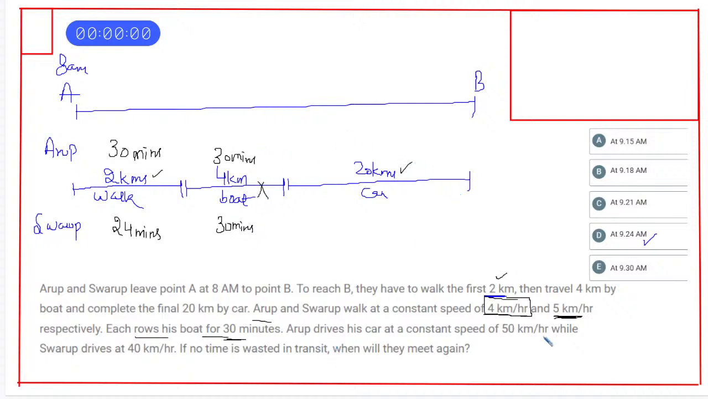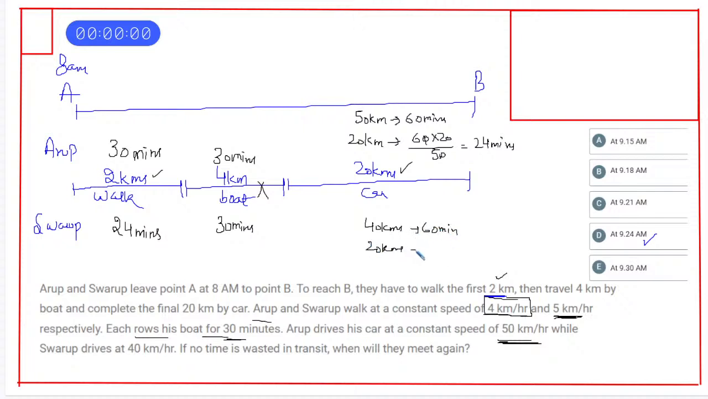Now the rest 20 kilometers. Arup is driving at the speed of 50, so in 1 hour, 50 kilometers. For 20 kilometers, how much would it be? 50 kilometers in 60 minutes, so 20 kilometers will be covered in 60 into 20 divided by 50, which is 24 minutes. And for this person, 40 kilometers in 60 minutes, so 20 kilometers in 30 minutes. So I can say 30, 30, 24.